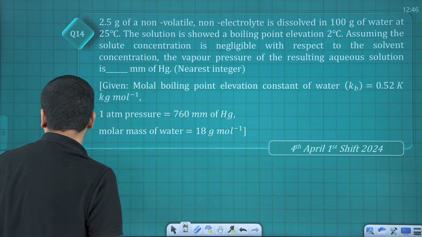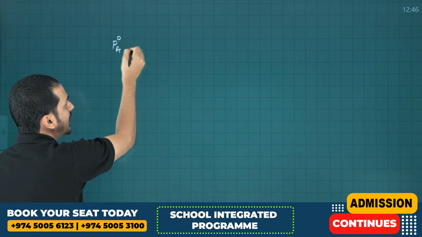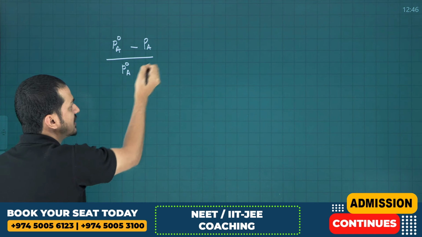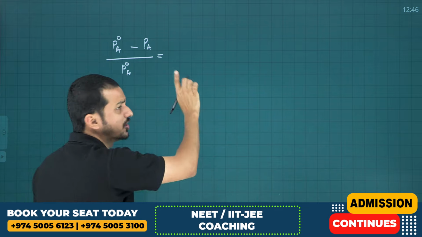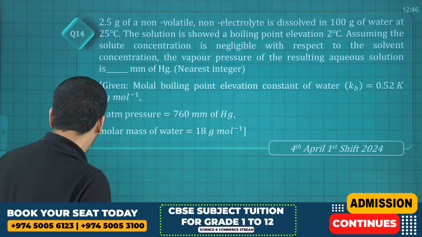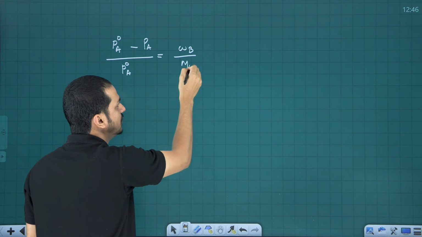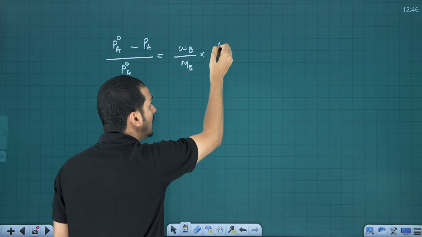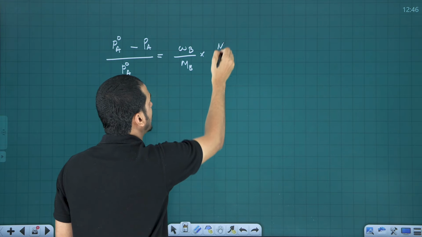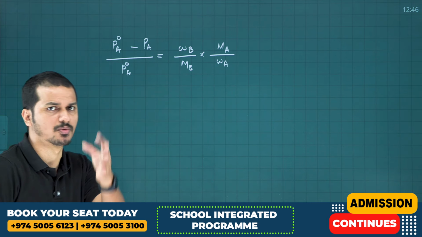So which formula can we use, dears? We can use the formula P0A minus PA divided by P0A equal to chi B, because here they are telling non-volatile. We can write that's equal to WB by MB into 1000 into MA divided by WA. That relative lowering of vapor pressure formula we know, dears.